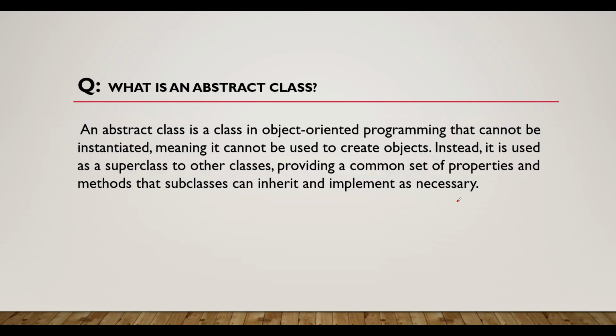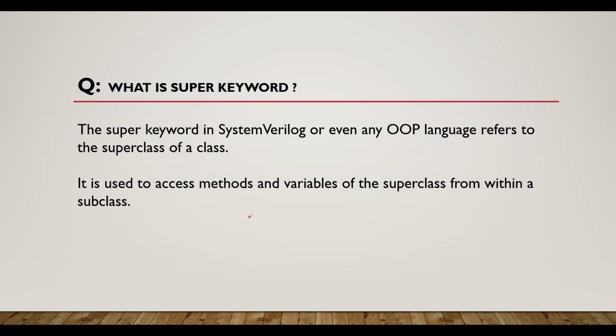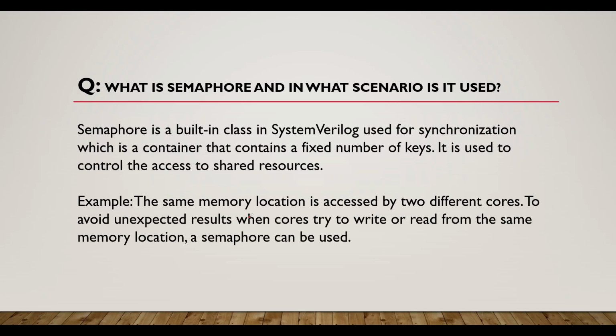Now what is an abstract class? I have already covered that. With an abstract class, we are not able to take an instance of it, and we are able to implement pure virtual methods in an abstract class. An abstract class is nothing but a template that should be overridden. You can also say an abstract class is a prototype that should be overridden by its child class. Now, what is the super keyword? I have already covered that. The super keyword points to your base class, or you can say the immediate base class. Now, what is a semaphore and in what scenario is it used?